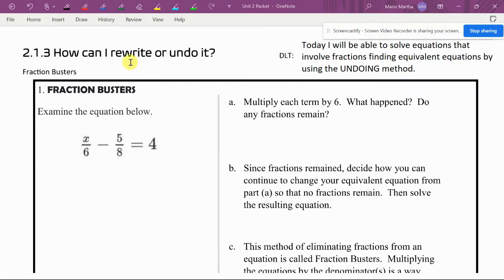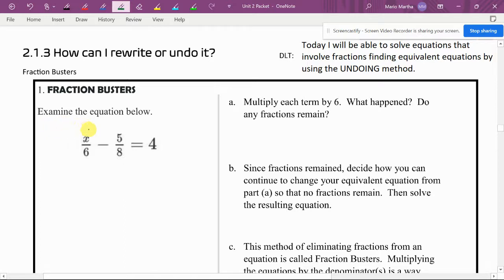Today's topic 2.1.3. How can I rewrite or undo it? And it says today I'll be able to solve equations that involve finding equivalent equations by using the undoing method. So first of all, we're going to be looking at fraction busters.